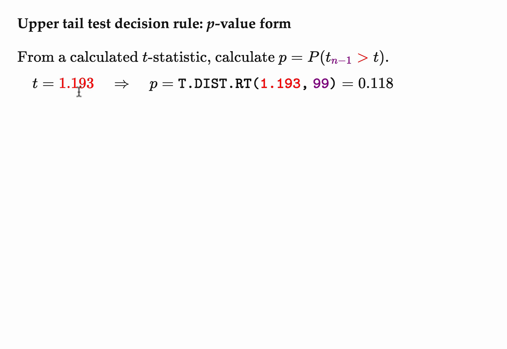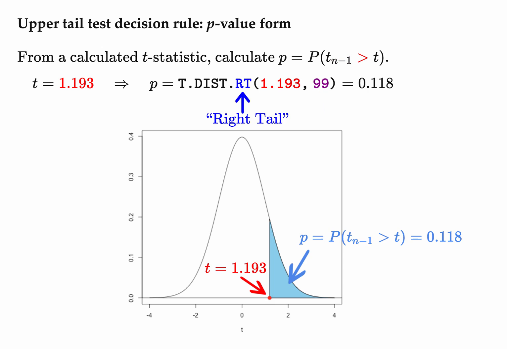So the p-value is found by the t distribution function. Now this RT here is specifying the right tail of the distribution. So we didn't see this in lecture 13, but it's a quick way to get to the p-value for an upper tail test. So if you use this right tail version of the T.DIST command, then it immediately calculates the probability above the value of the t statistic that you have calculated. Okay, so you just literally type this in.